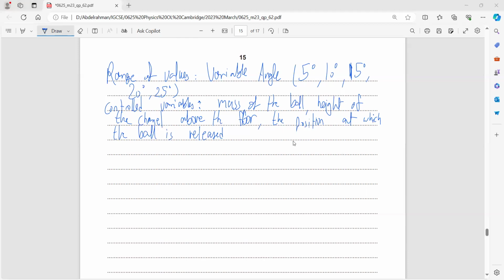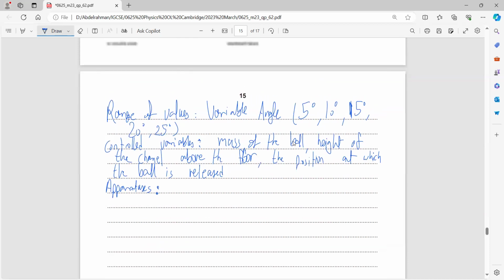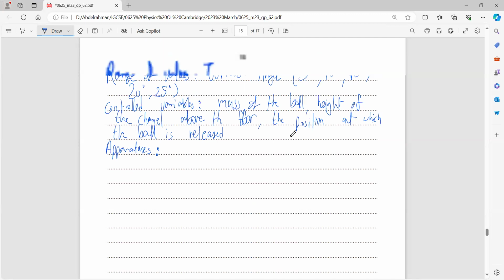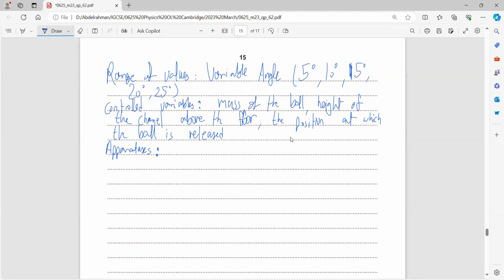What are the apparatuses I will need for this question? What do you think we might need? We need a protractor, ruler. Yes, definitely. A balance for the mass, but definitely we need the protractor. Ruler, balance. Controlled variables, apparatuses. We can write down the method.